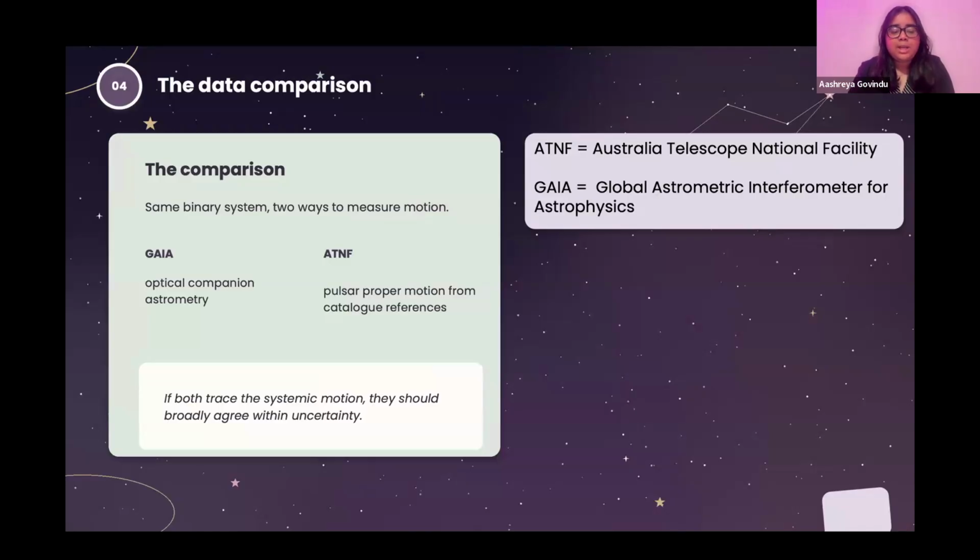And so then when I had both of these measurements, since they're in a binary system and we check motion, in theory, they should be exactly the same and they should correlate. And they did a lot of the time, which is encouraging. But there obviously are always outliers. So that's something we need to investigate further, and I will come back to that in a little bit.